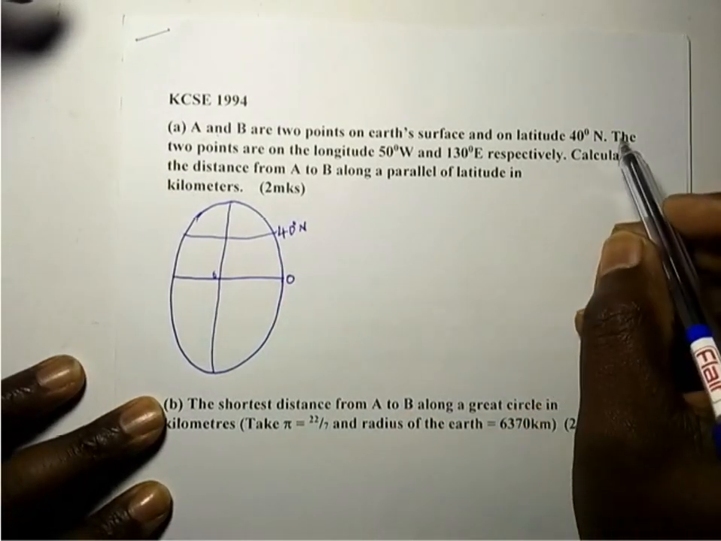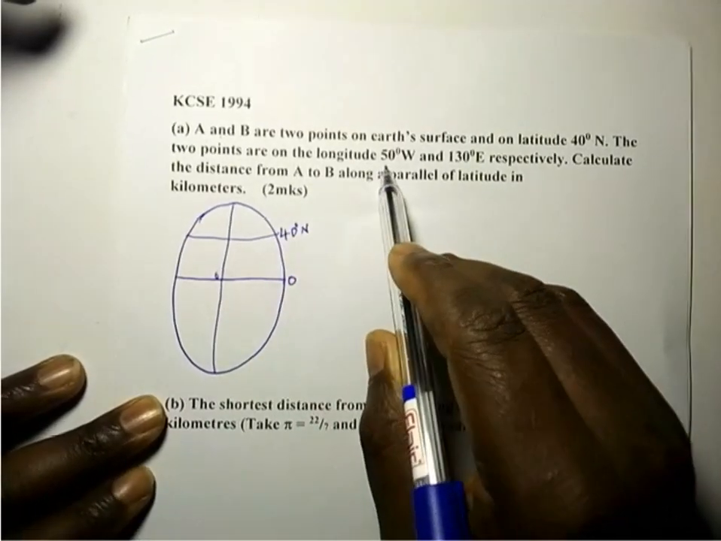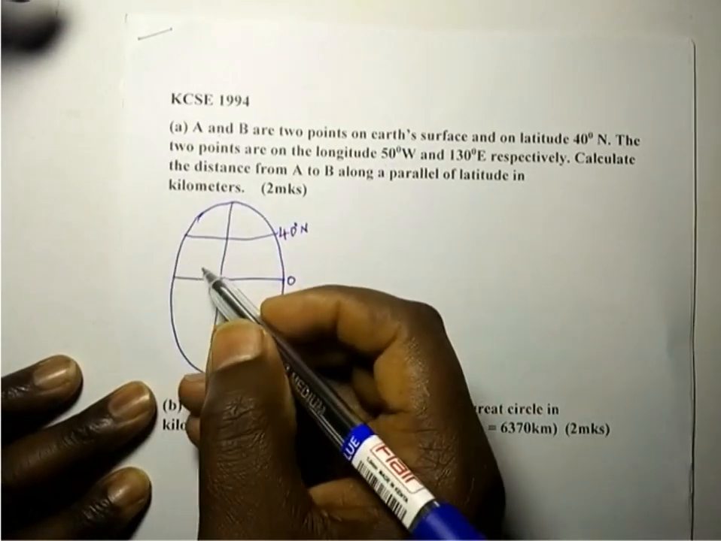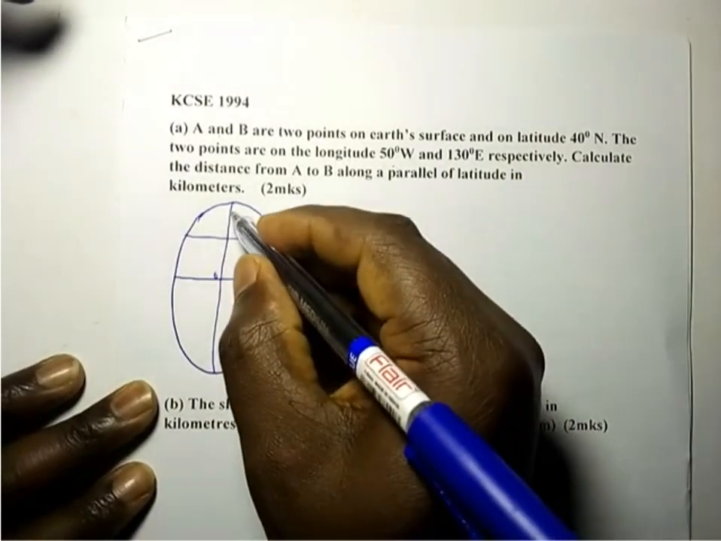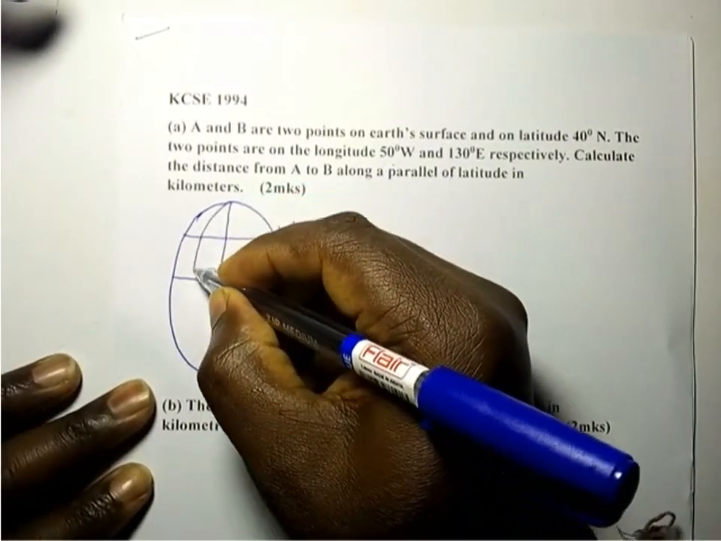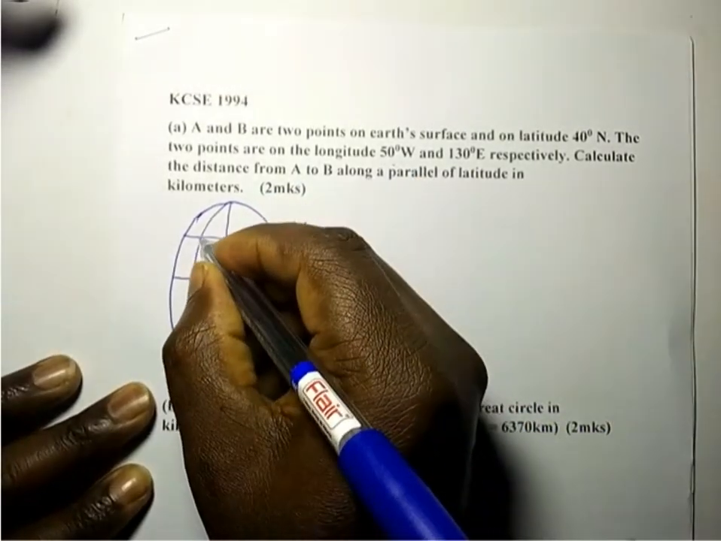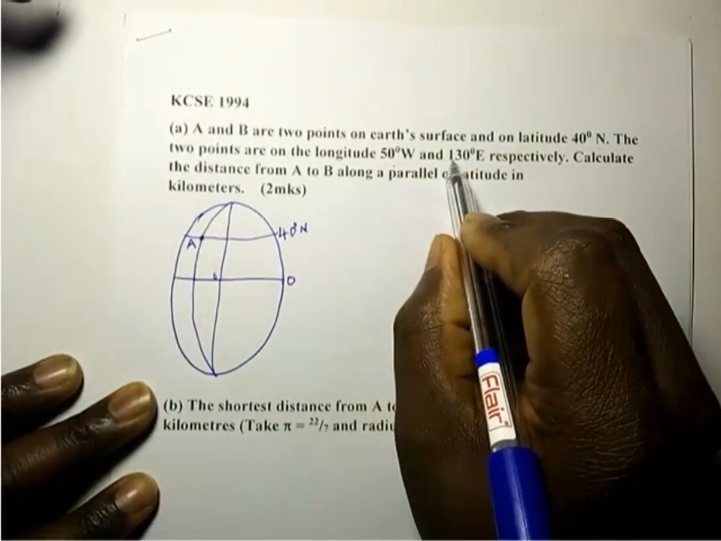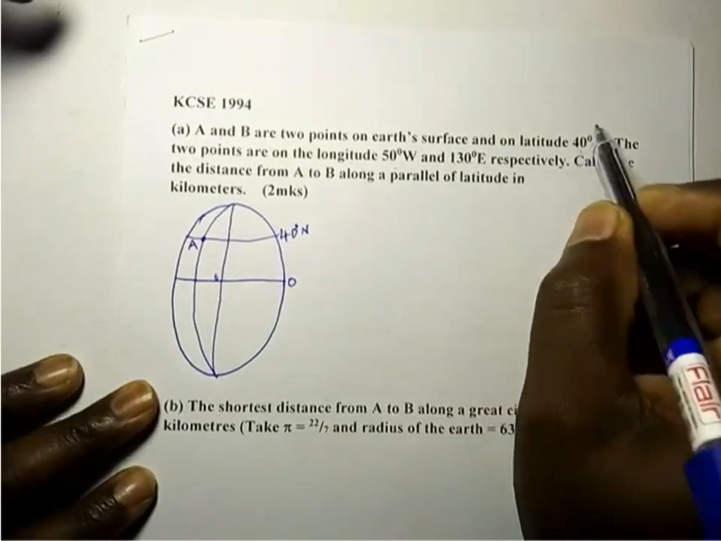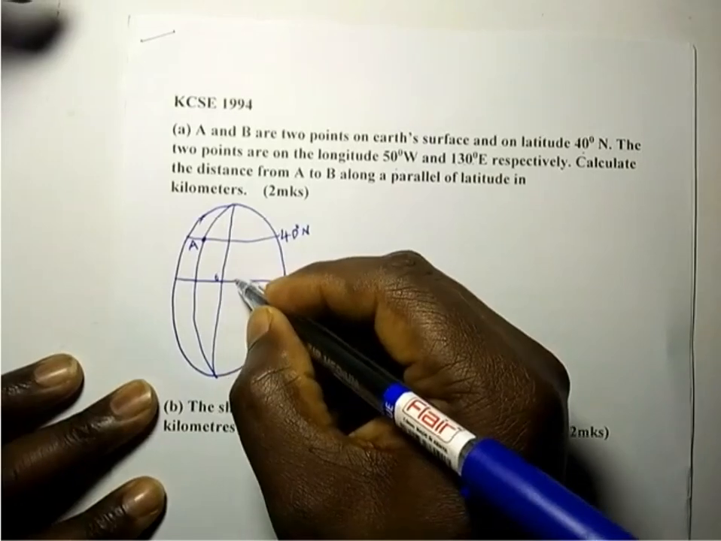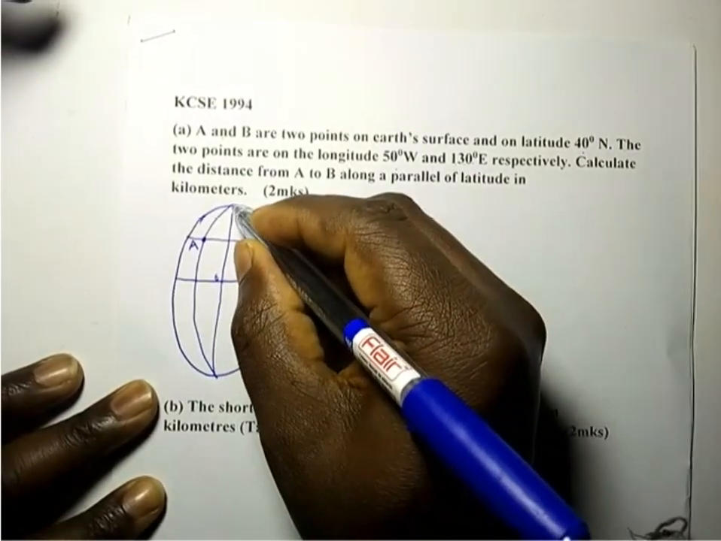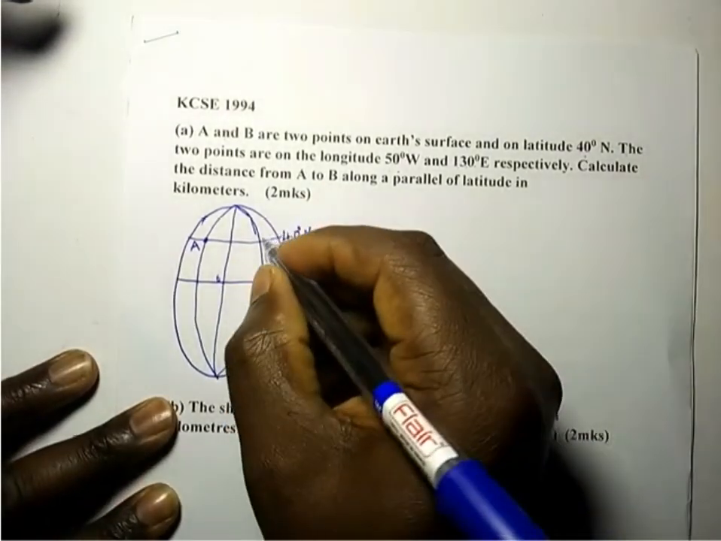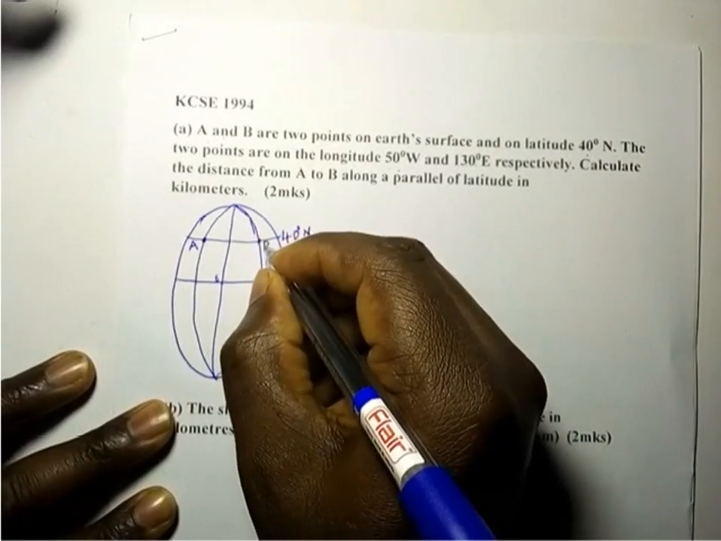And then we are told that the 2 points are on the longitude 50 west. So from here, this is the prime meridian, so to the left is west. So 50 could be somewhere here. So here is point A. And then B is 130 on the same latitude. So 130 could be somewhere there on the other side, like this, somewhere here. So this is the point B.